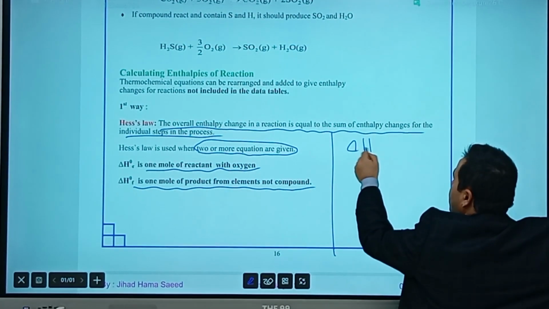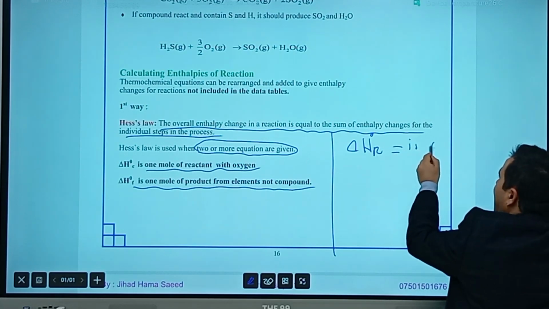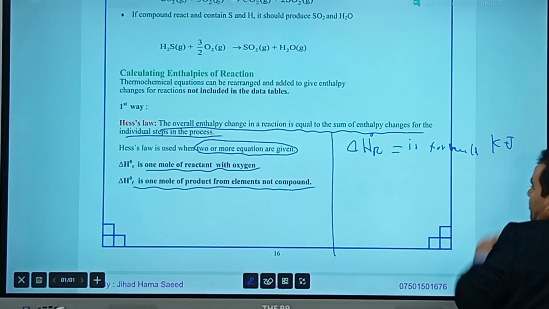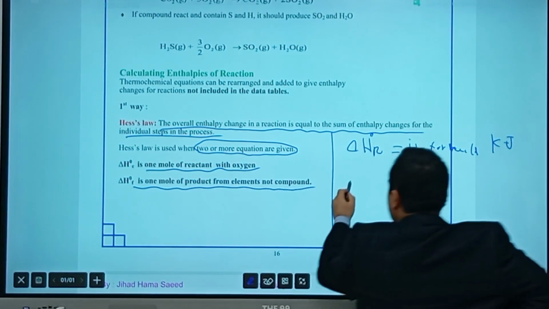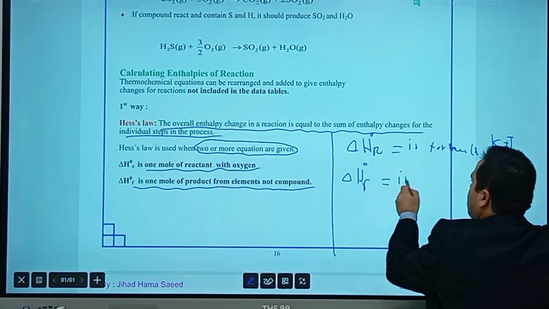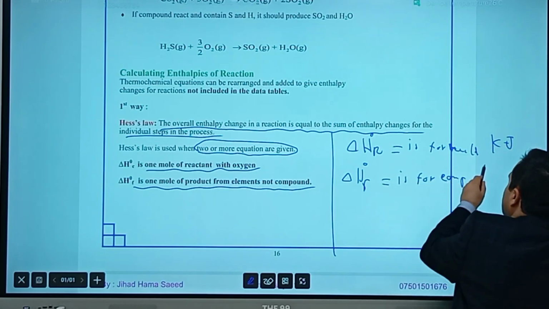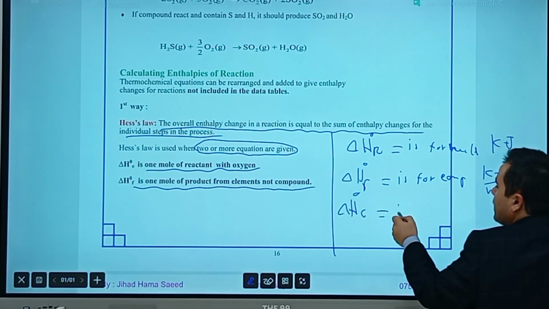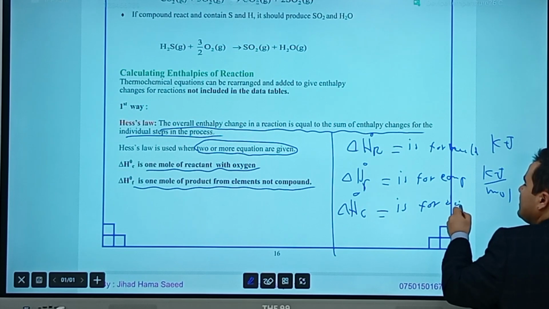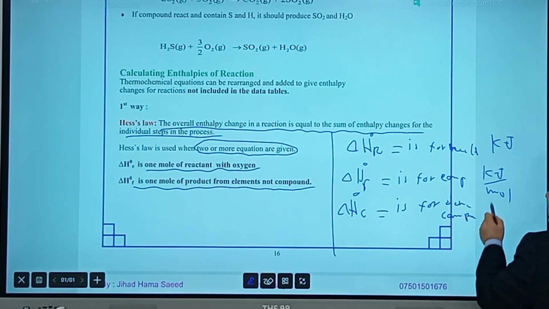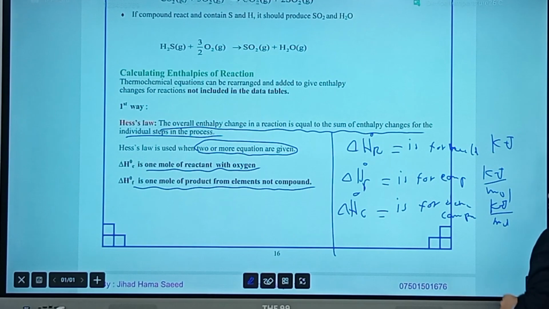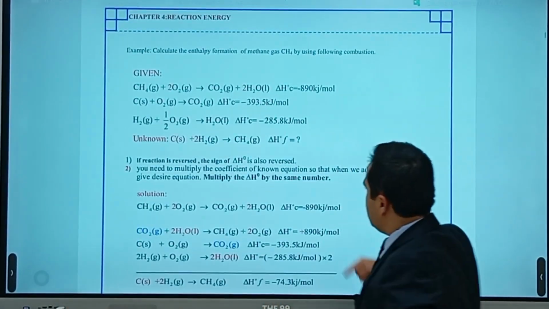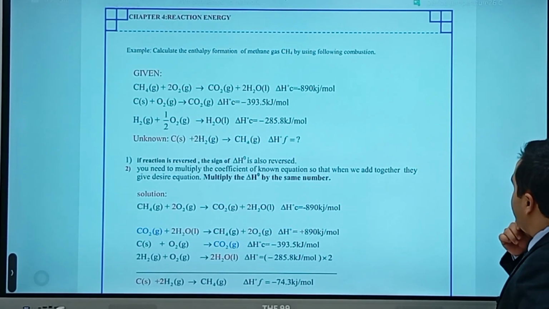Guys, the enthalpy of reaction is for a reaction, and its unit is kilojoule. But the enthalpy of formation is for compounds, and it's kilojoule per mole. The enthalpy of combustion is for elements and compounds as well. It's kilojoule per mole. You have to know this information in order to be able to calculate the enthalpies.